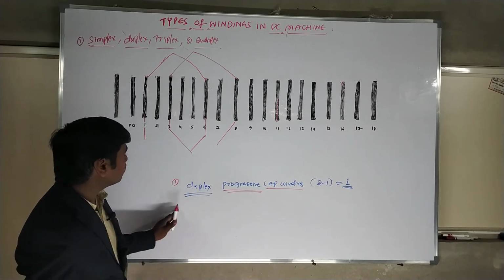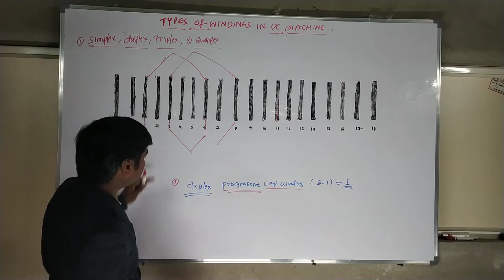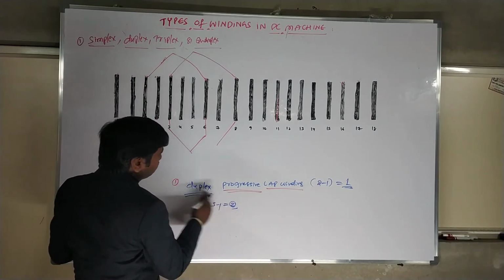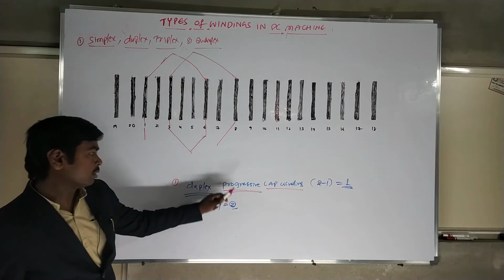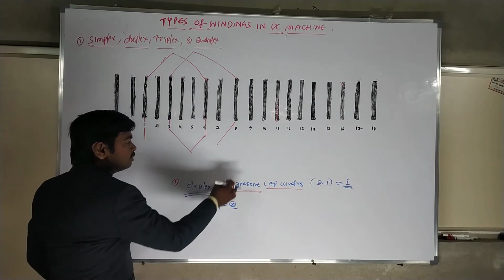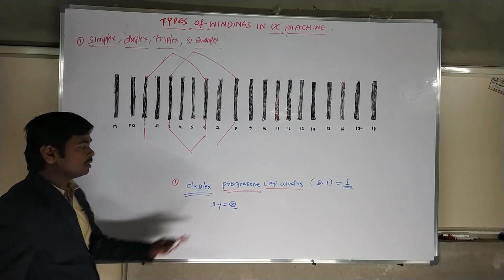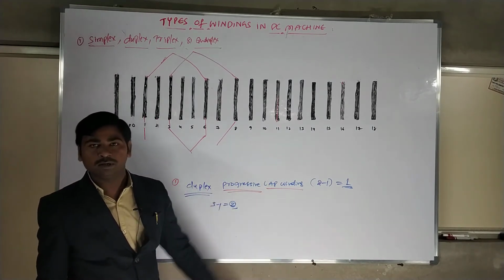If you want to find the winding pitch, 3 minus 1, it becomes 2, which comes in a duplex progressive lap winding. If it is retrogressive, if you want, you connect the coil like this into the 19th conductor. This comes under retrogressive lap winding.